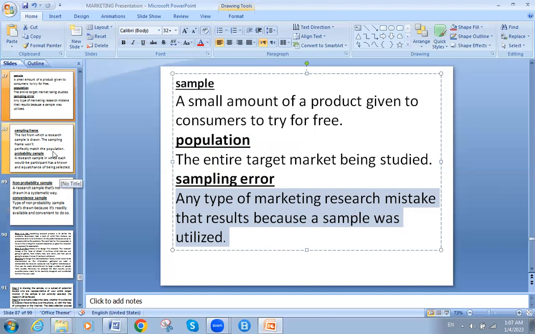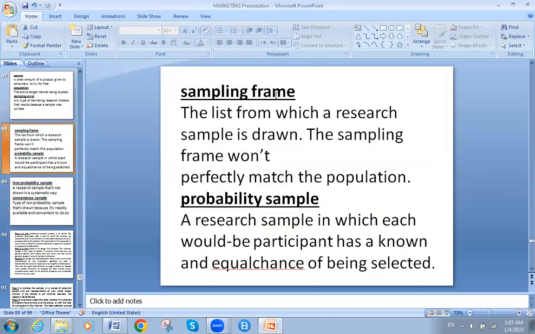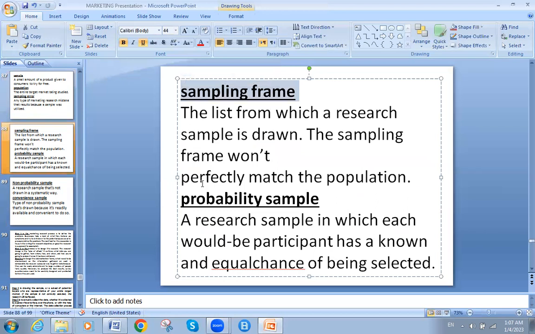Also, we have to know what we mean by the sampling frame. The sampling frame is the list from which the research sample is drawn. The sampling frame won't perfectly match the population. So the sampling frame is the list from which a research sample is drawn. We put a frame and we will take from this frame.